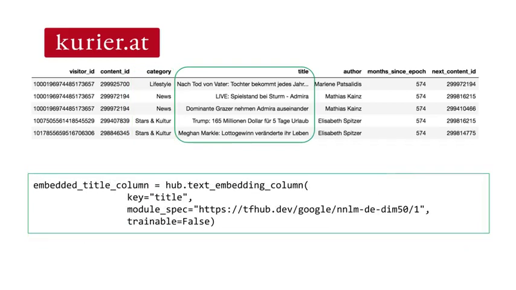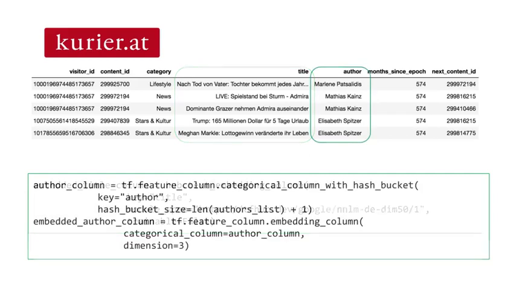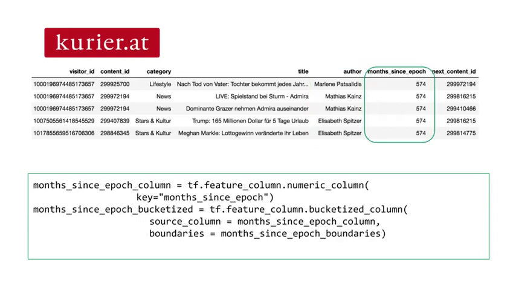For the title, we will use a TensorFlow Hub module to embed the current article title. In specifying the module spec, we can prescribe which hub module to use. This will add the corresponding module to the TensorFlow graph we are building for our model. Because we have a finite number of authors when training the model, we'll treat the author just as we did the content ID, using categorical columns with hash buckets. The months since epoch column represents how new the current article is. We'll use this feature as bucketized values.